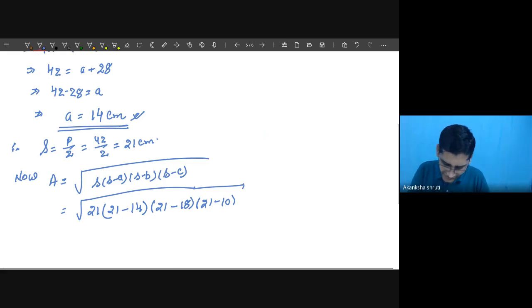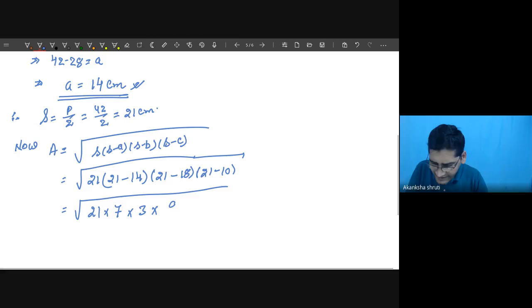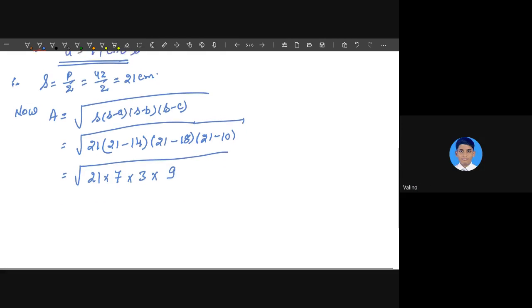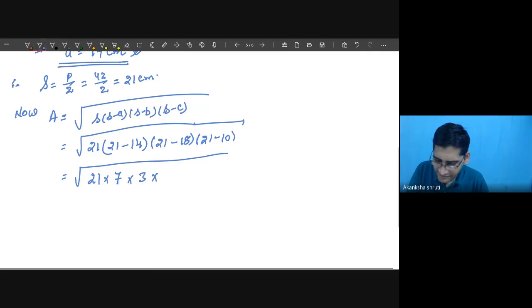So substitute it. Now you have to calculate this carefully, because all are in product. The first bracket has to be simplified as per our board method, which I had also taught in the additional class. So 21 minus 14 is 7. 21 minus 18 is 3. Then 21 minus 10 is 11. Sorry, 11, not 9. Yes, it is 11.